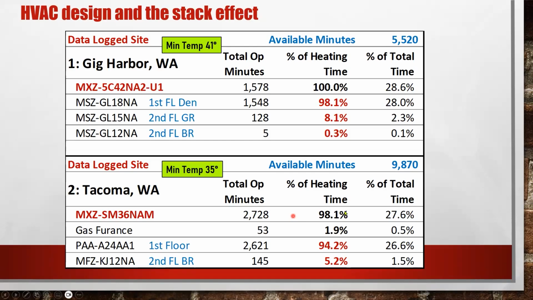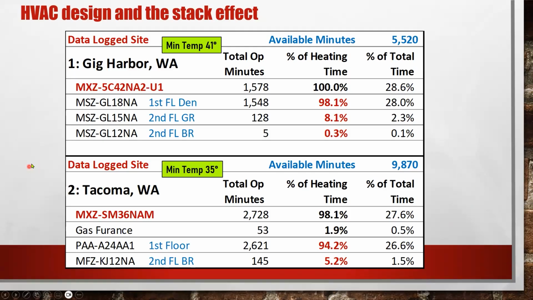Well, a very similar phenomenon occurred here. You can see how many minutes the downstairs unit heated the house and how little, 145 minutes out of a total of almost 9,900 minutes, or only 1.5% of the time did the upstairs unit ever call for heating. Again, in this case, the downstairs unit heated the upstairs. I didn't really need to put heat up there. But we have to, because in the summer it goes in the other direction and we have to cool it.